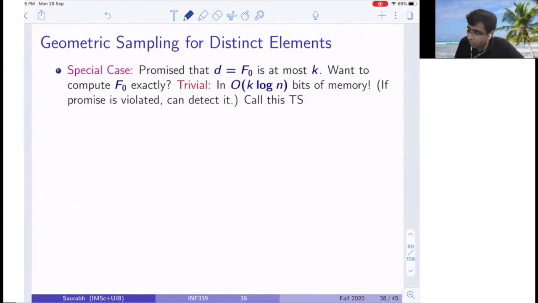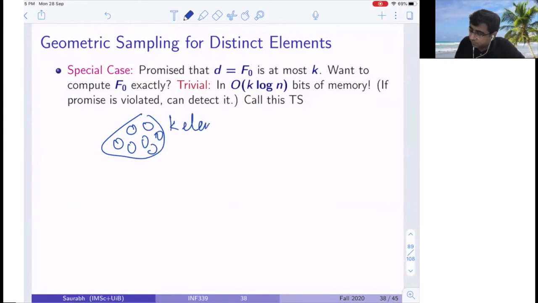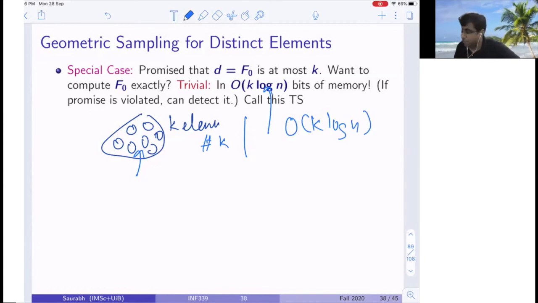You can just keep any data structure like a priority queue. At any point of time you keep K elements, and you check whether a new element coming is the same or not. If it is not the same and the number of elements inside is less than K, you add it to the data structure. That's it. And if a K plus 1th element comes, you just set a bit saying more than K. This can be implemented in K log n bits because each number could have log n bits. We will call this TS, the trivial structure.